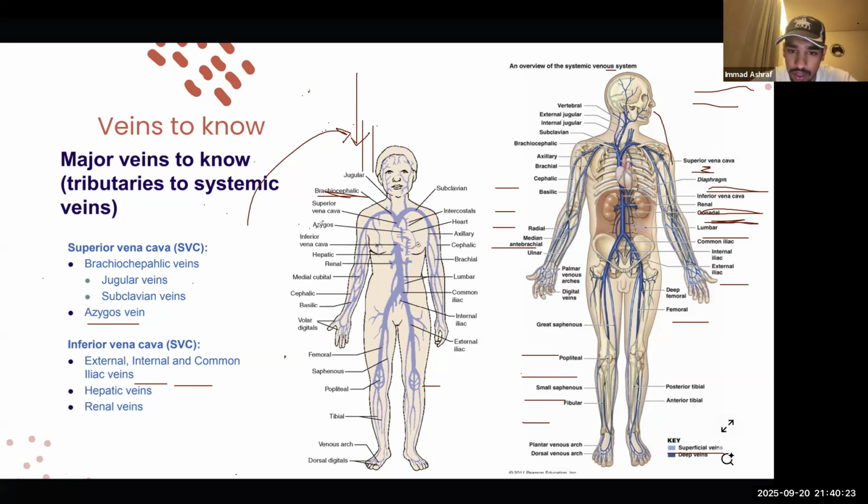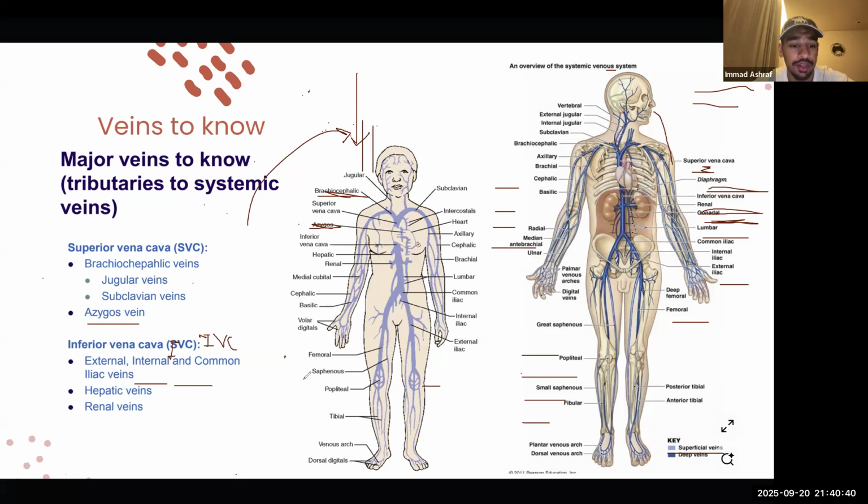This is the azygos vein over here. The inferior vena cava, on the other hand, this is supposed to be I here. I don't know why it says C. So this is IVC. Inferior vena cava is the one that drains blood from the lower part of the body and brings it back to the heart.